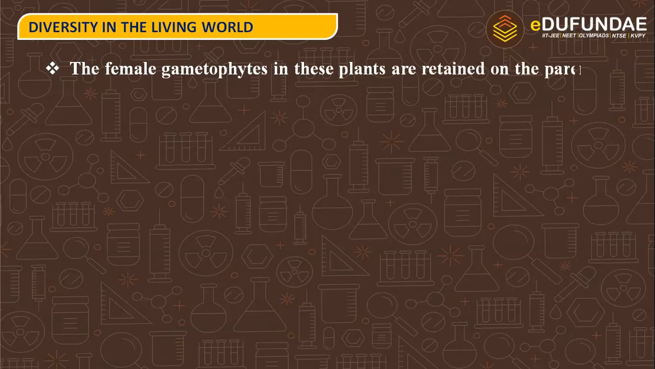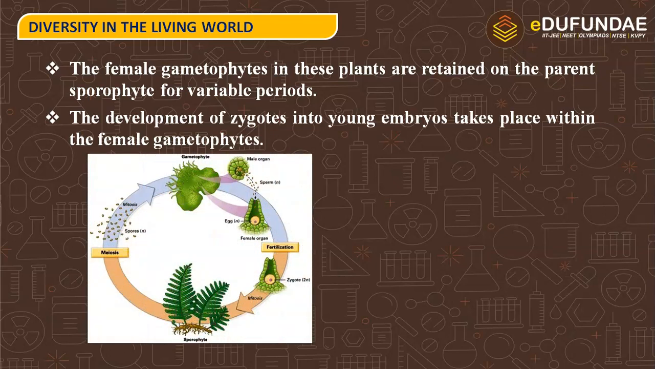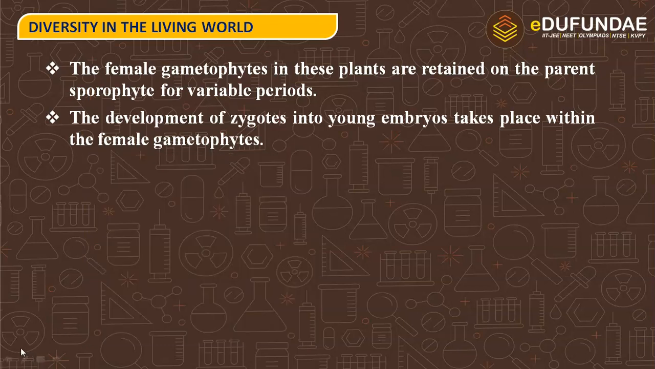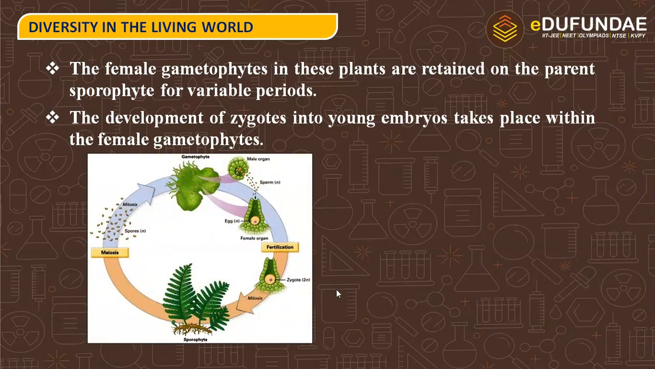The female gametophytes in these plants are retained on the parent sporophyte for variable periods. The development of zygotes into the young embryos takes place within the female gametophytes. So here we can see the life cycle of the Pteridophytes. Initially there is a gametophyte. The gametophyte will lead to the formation of the sperm as well as egg. So here we see the life cycle of Pteridophyte, in which there is a gametophyte.